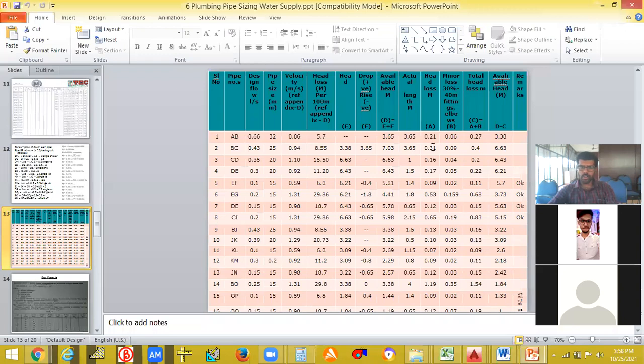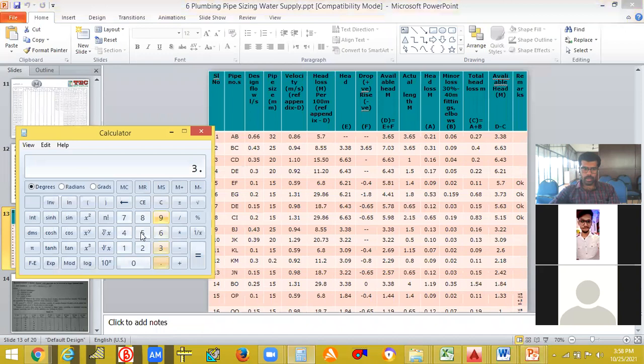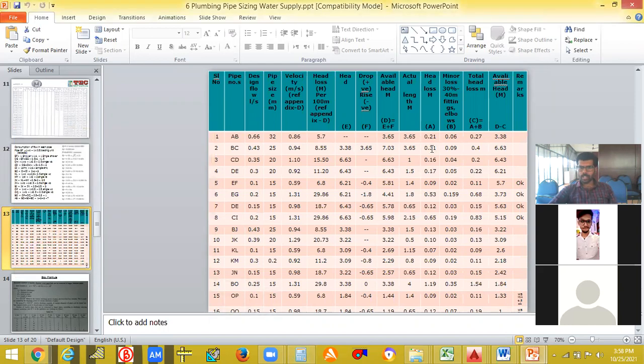How to find this head? Actual length into head loss per 100 meter: 0.31 into 3.65 into... loss... 6.55. Zero point 312. Okay, you got 0.31. So write that 0.31 here.